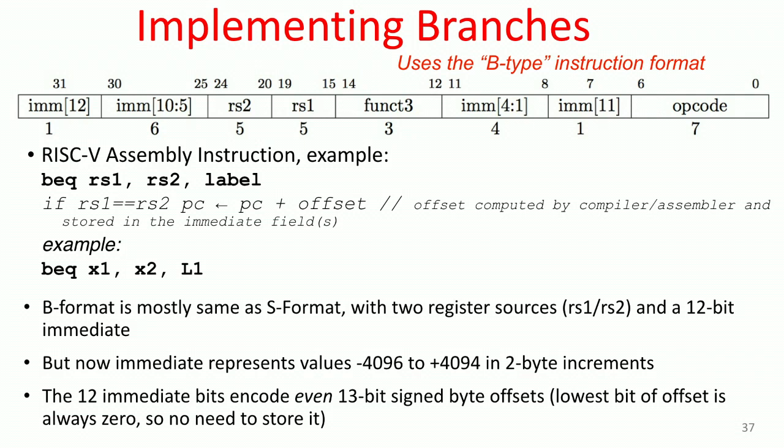What's 2 to the 12th? 4,096, right? Yeah, so that's right. This should be 4,000... this is 2's complement. There's one less positive number. I think it says 4,095, I think. Yeah, all right. Small detail. Okay, so that's the way branches are.